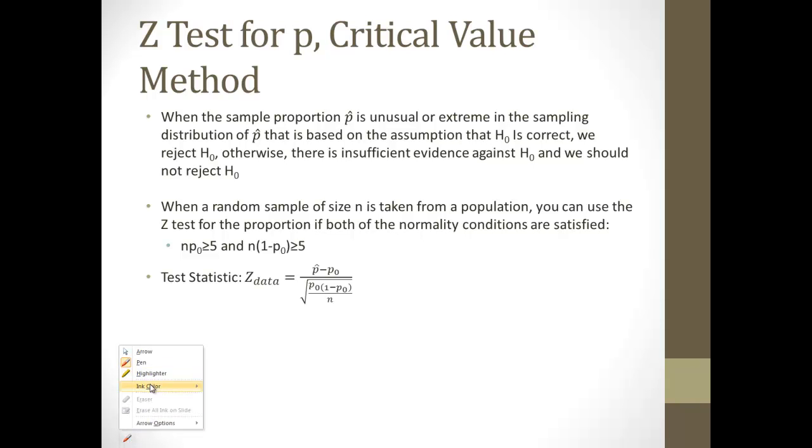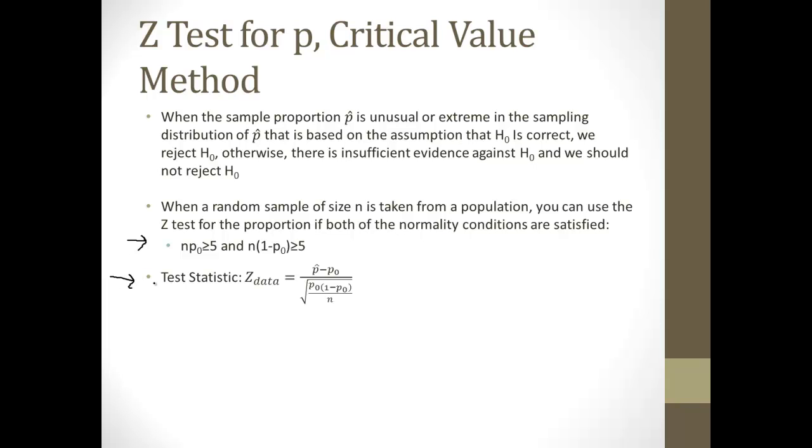We are now going to look at how to do the z-test for the population proportion P using the critical value method. This is pretty much the same thing as using the critical value method for mu. Everything's going to be the same. Your rejection rules are going to be the same. Your z-crits are going to be the same. The only difference is how we check our sample size and our test statistic.